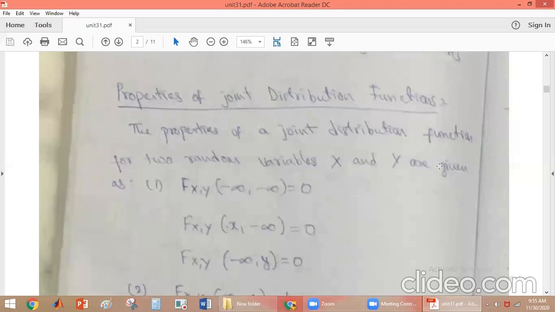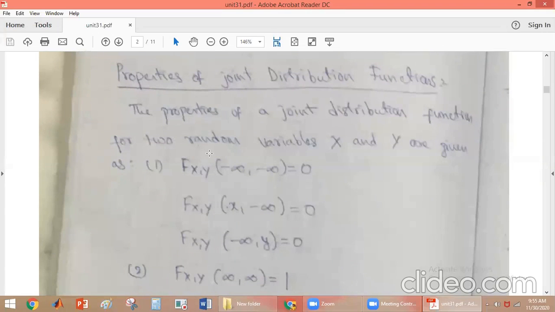The properties of the joint distribution function here are for two random variables. Here we have considered that a joint distribution can be for n random variables, but we have considered only two random variables, that is X and Y.